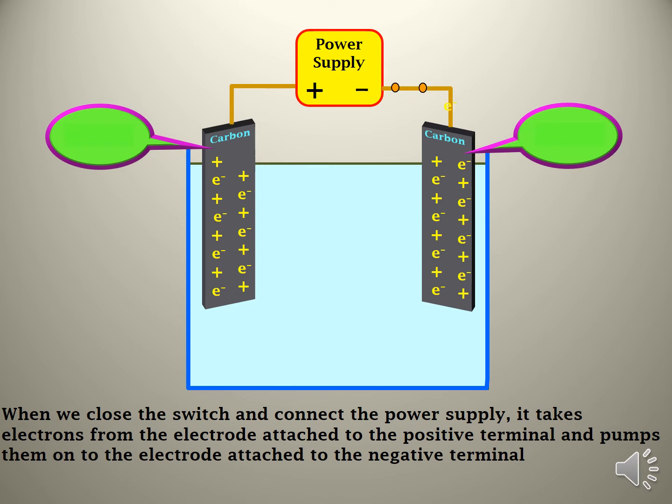When we close the switch and connect the power supply, it takes electrons from the electrode attached to the positive terminal and pumps them onto the electrode attached to the negative terminal, as you can see here in the diagram.